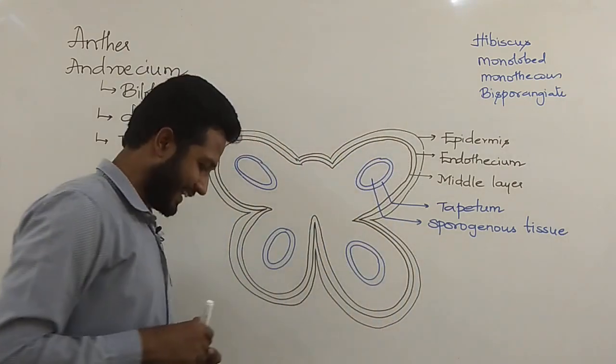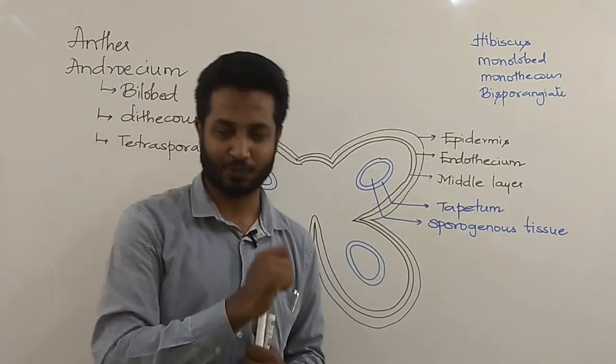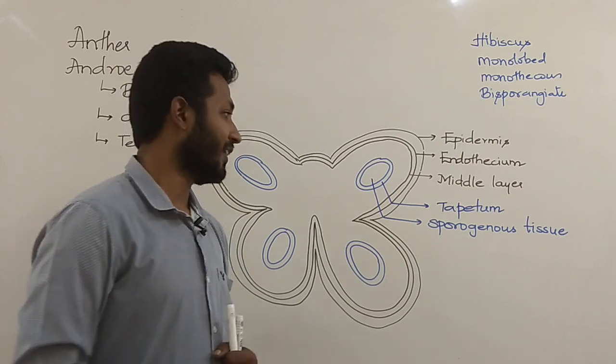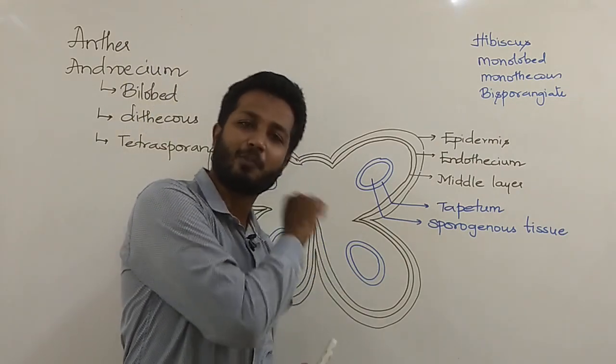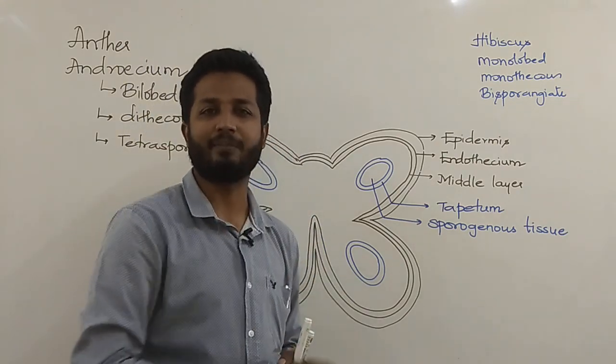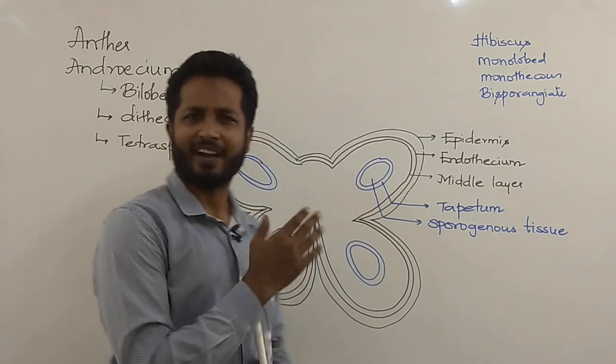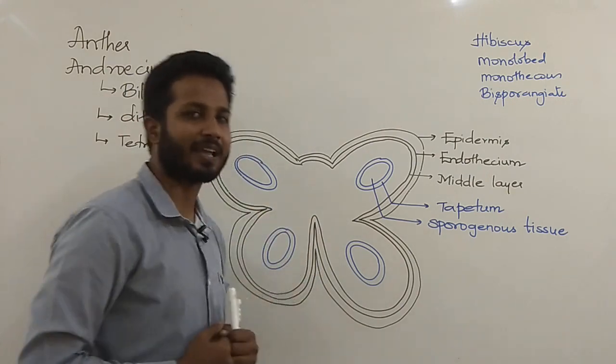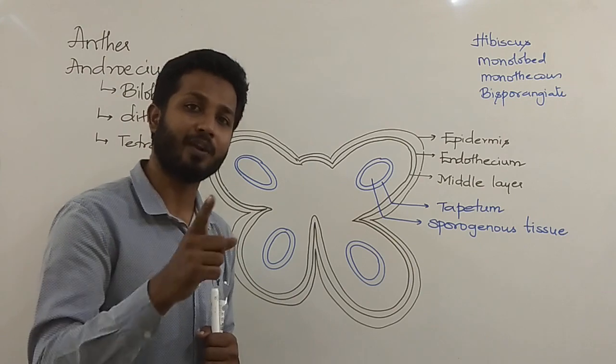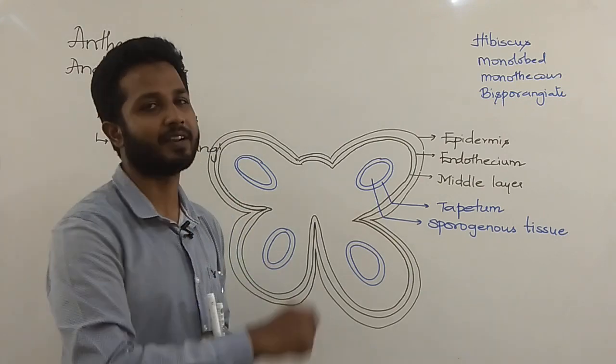Now what exactly is sporogenous tissue? It is the tissue which is going to develop into pollen grains, the male gametophyte. Okay? I did not call the anther the male gametophyte. I am calling the pollen the male gametophyte. This is an important, neat question.